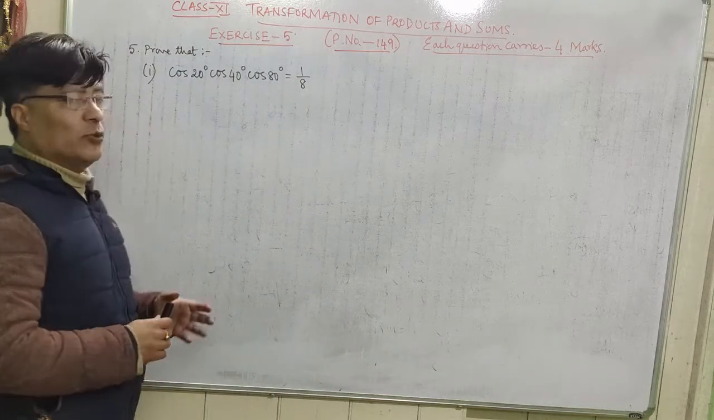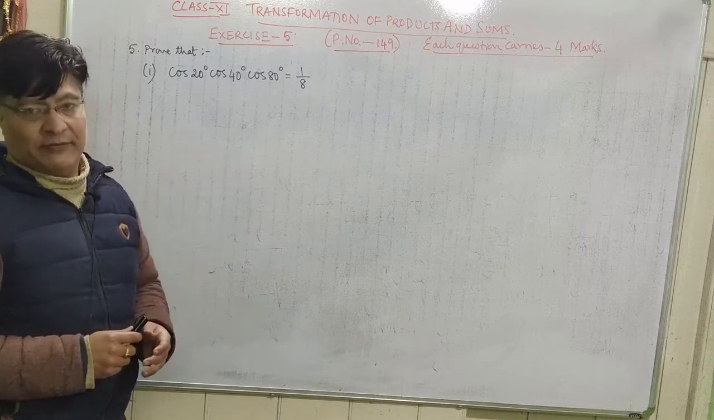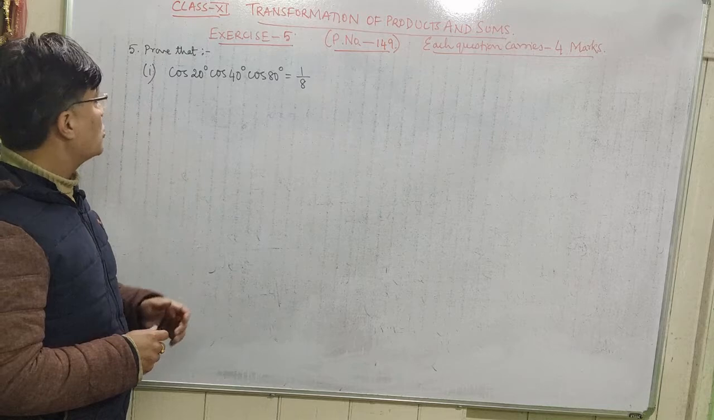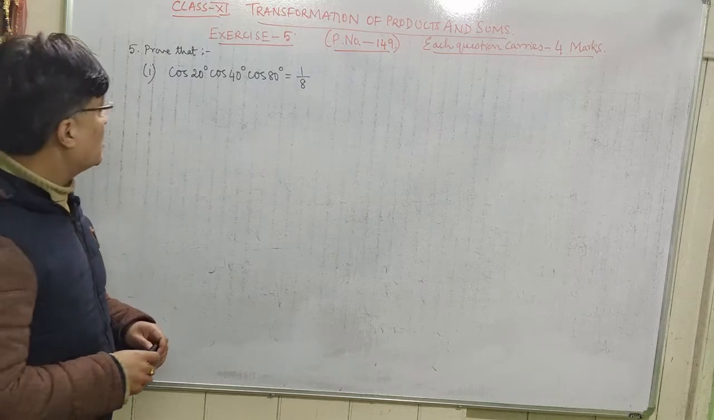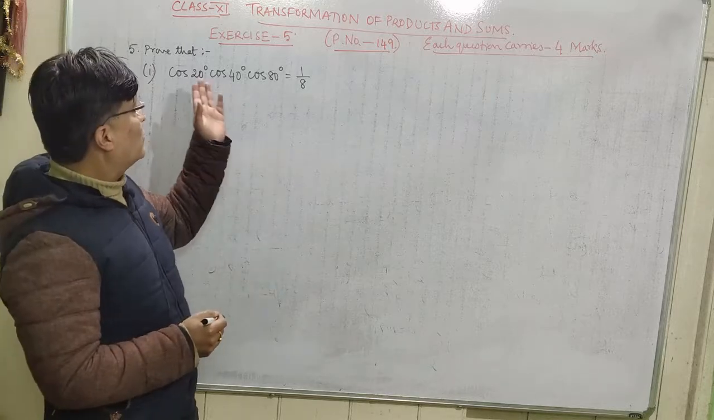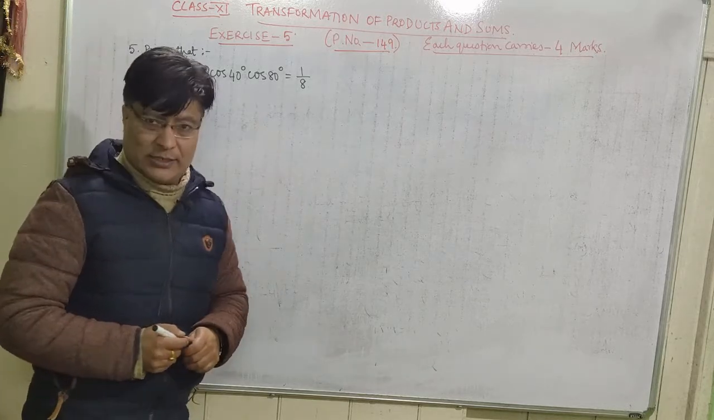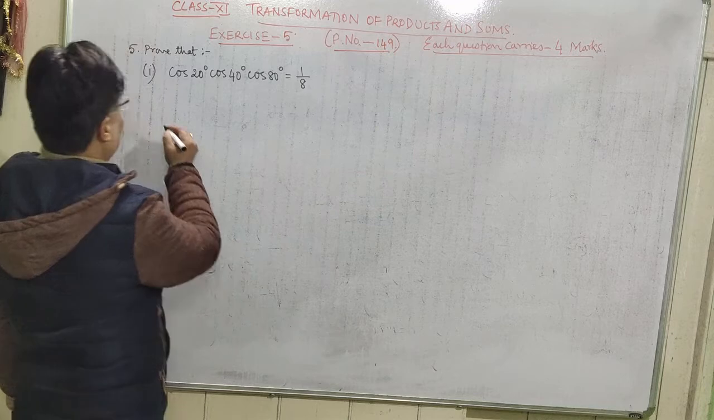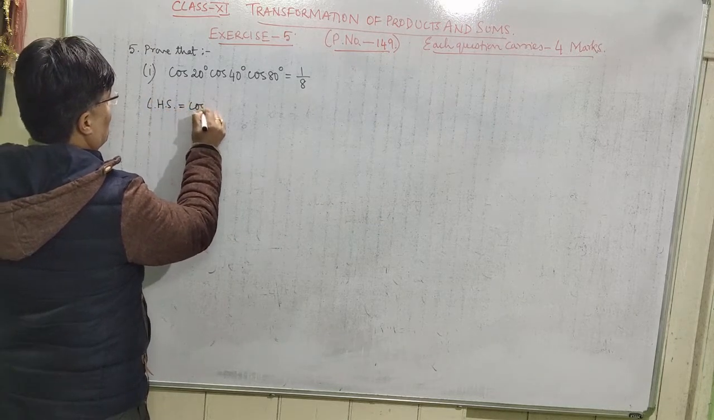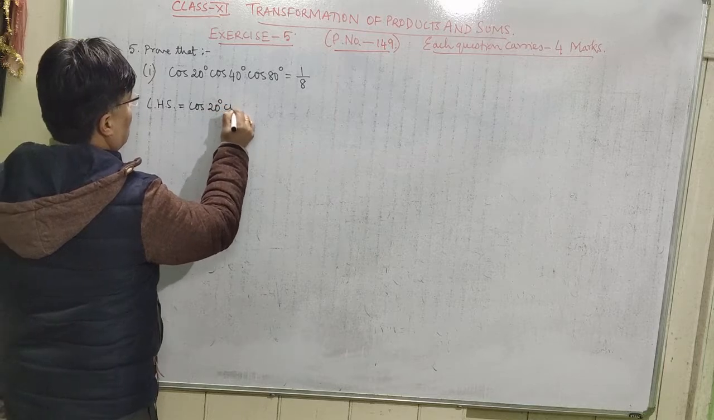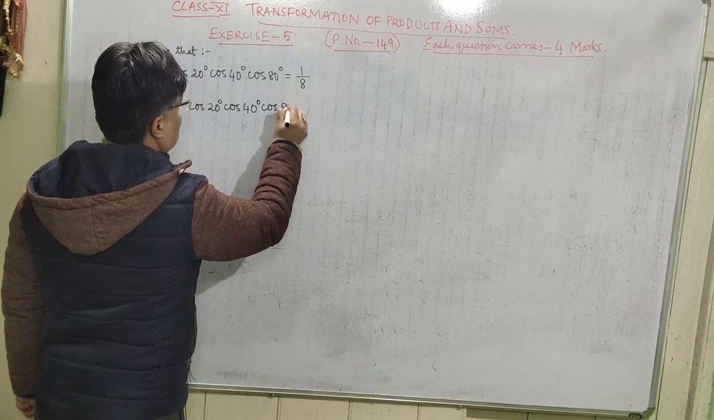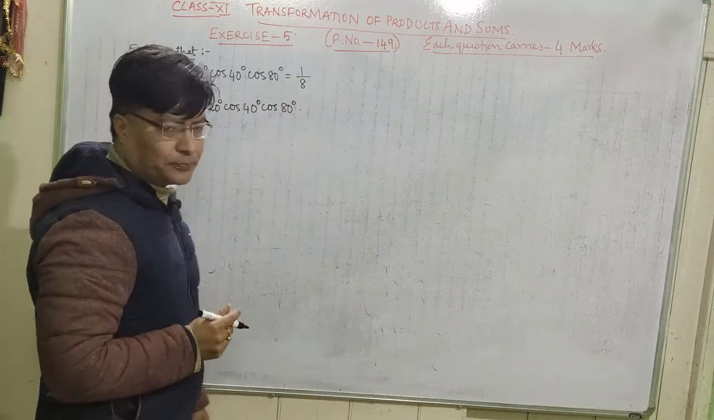So today we shall start question number 5. Each question carries 4 marks. You have to prove that. So question number 1 is cos 20 degree, cos 40 degree, cos 80 degree is equal to 1 upon 8. You have to prove that this LHS is equal to RHS. So let us write down LHS is equal to cos 20 degree, cos 40 degree, cos 80 degree, right?